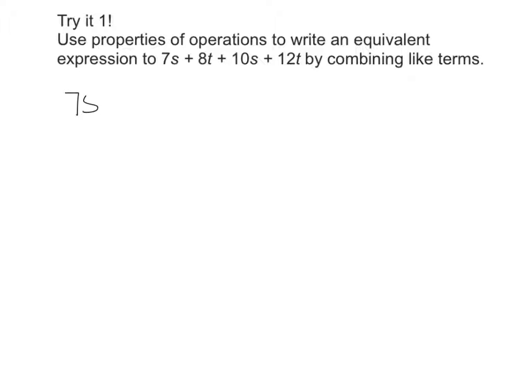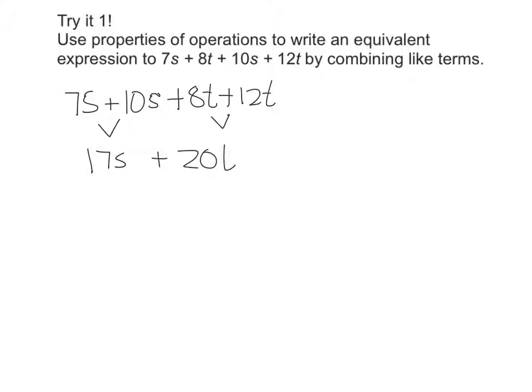7s, I'm going to bring my 10s next. Sorry, those look kind of like 5s. They are s's. And then I have 8t plus 12t. And remember, the commutative property tells me I can move these numbers around when I'm adding. It doesn't matter. So now I have 7s. I'm going to add those together. That's 17s plus 8t plus 12t is 20t.